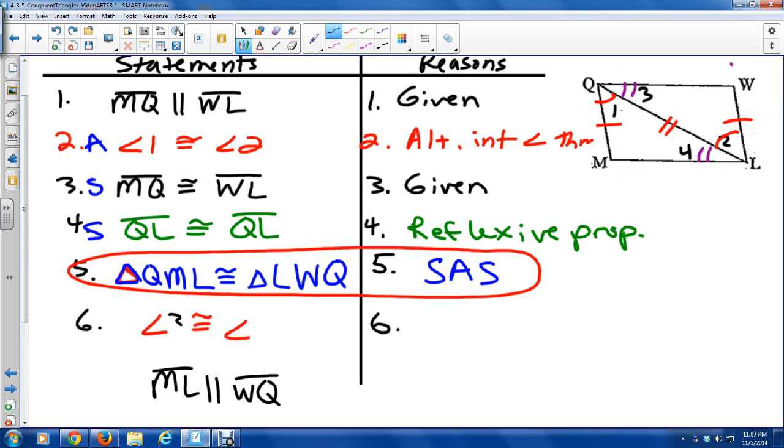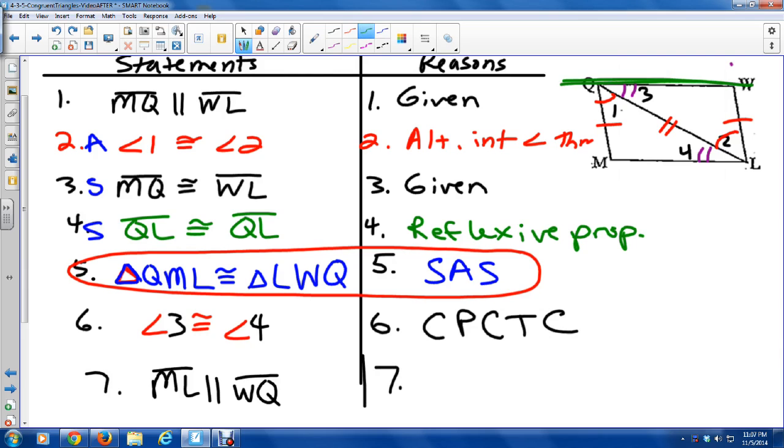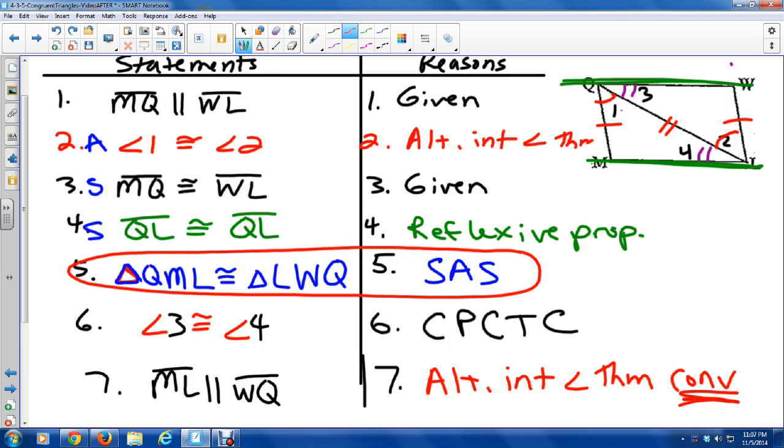If I can say angle 3 is congruent to angle 4 by, this is your new one, corresponding parts of congruent triangles are congruent, then I can say that the lines are parallel to each other. Okay, again, that's my top and bottom there. Because those are alternate interior angles, and it's going to become my converse. Be careful, make sure you're using converse. Yes, they're alternate interior angles, but I switched it.